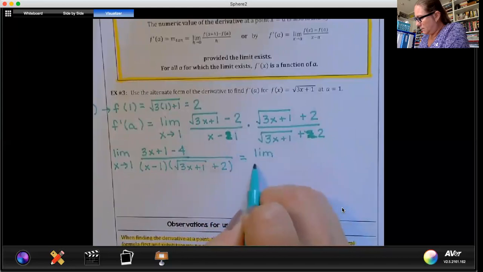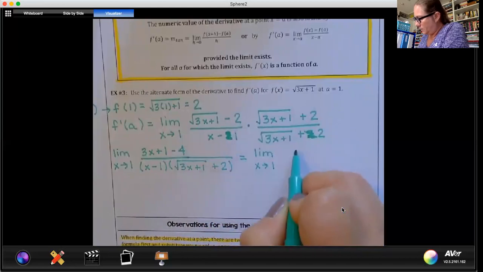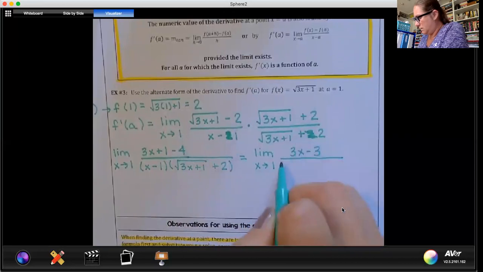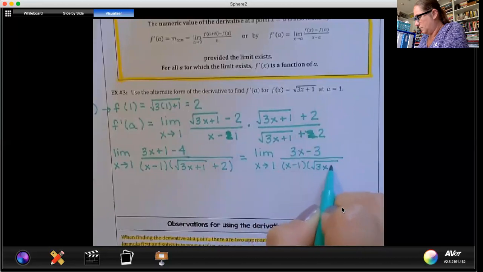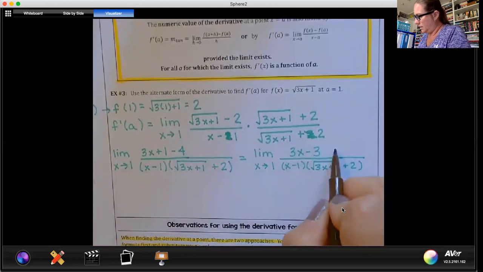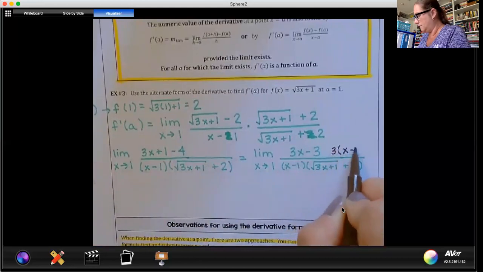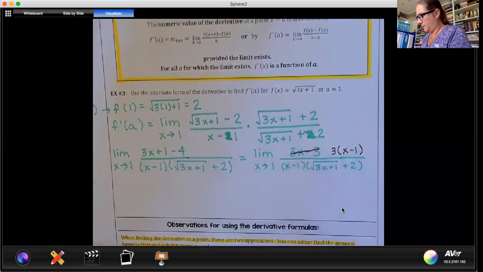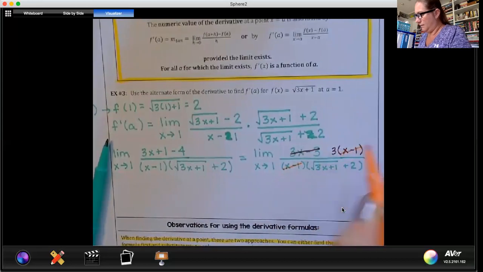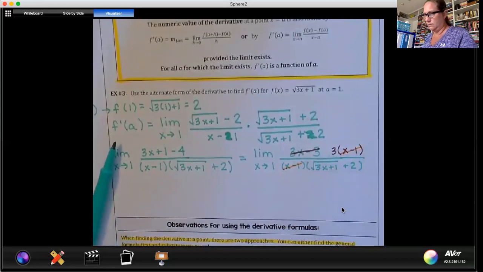The limit as x approaches 1 of 3x minus 3 over x minus 1 times the square root of 3x plus 1 plus 2. All right, recognizing that the top can be factored with a GCF, and then by doing that, we can factor out our x minus 1s. Now we're ready for some direct substitution.